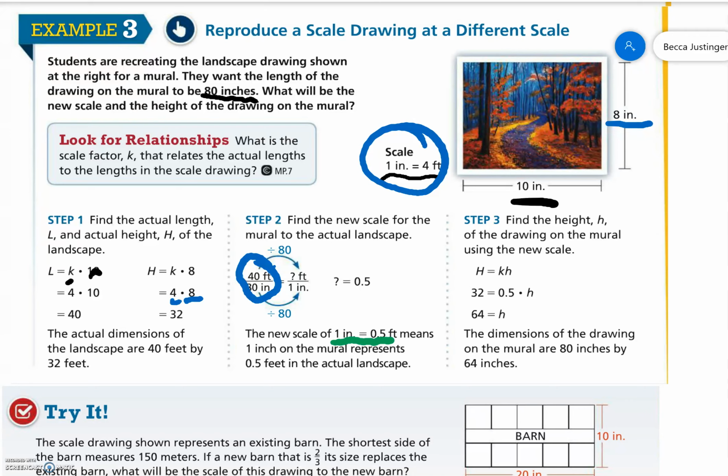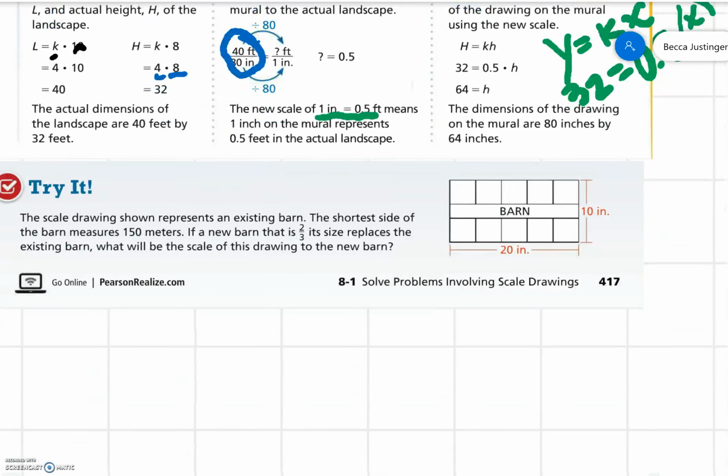So now we've got to find the new height of the drawing. So plugging that back into our y equals kx. So 32 equals, we know our scale factor is 0.5, but we don't know what x is. Solving for x, we get 64. So the dimensions of the drawing on the mural are 80 inches by 64 inches.